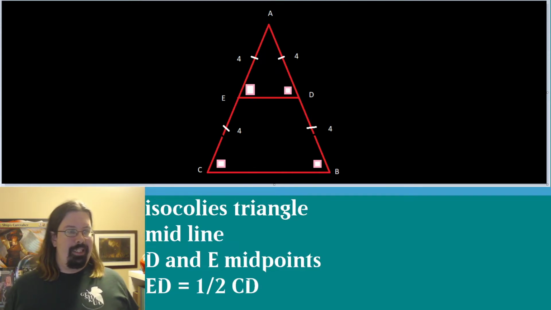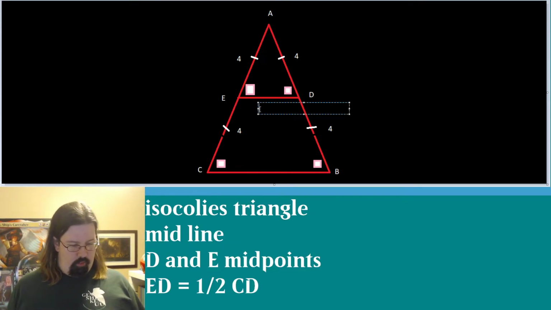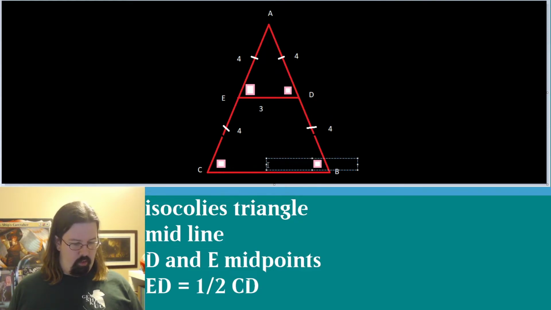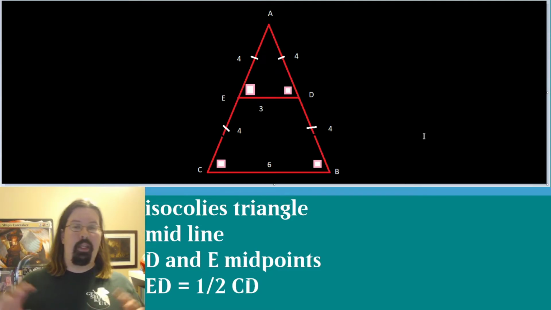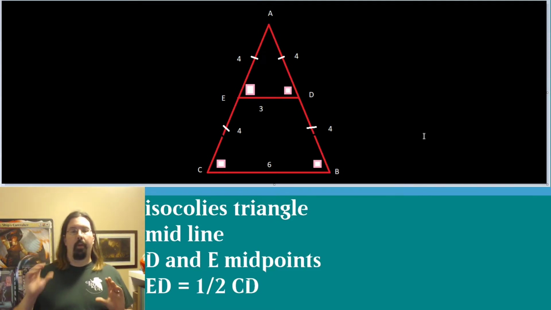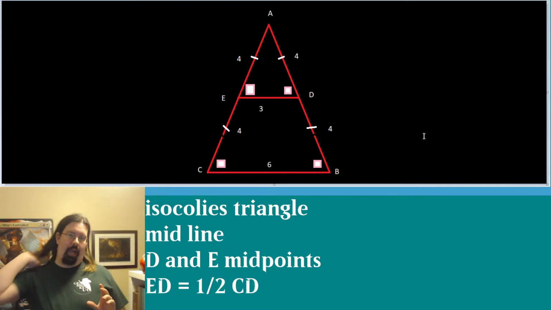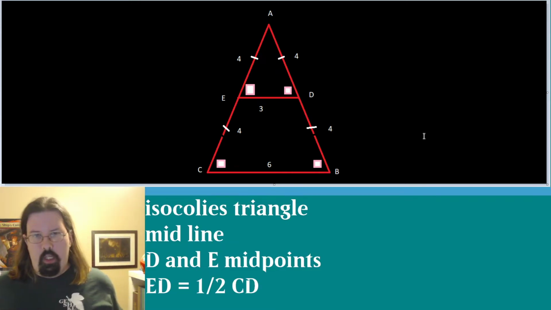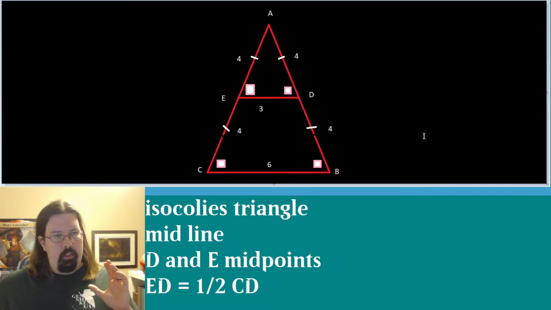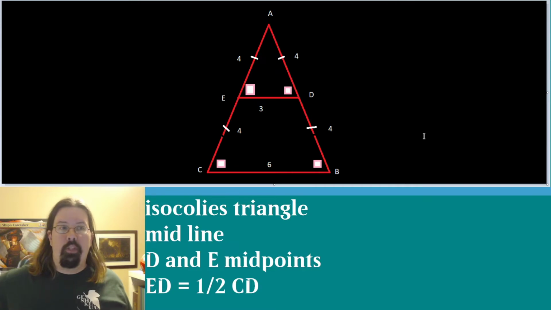So if ED, let's say, was 3, CB would be 6. Think about it this way. You hear the word mid, you think half. And this is actually good general testing knowledge. So if you see mid, or midpoint, midline, bisector, any of those things that mean it's in the middle, that literally means it's in the middle.